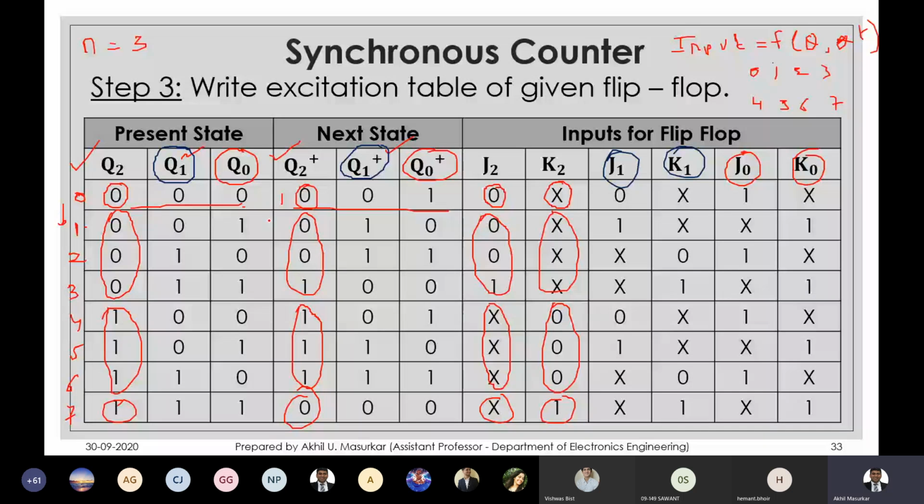If currently I am in state 1, my next state has to be 2. If currently I am in state 2, my next state has to be 3. If currently I am in state 3, my next state has to be 4, and so on. If I am in 6, my next state has to be 1, 1, 1. But if I am in 7, after 7, again it should come back to 0. That is why my next state is here 0. So based on present state and next state, we can generate the excitation table for the flip-flop. Anusha, have I answered your question?